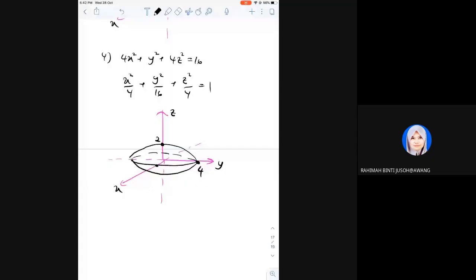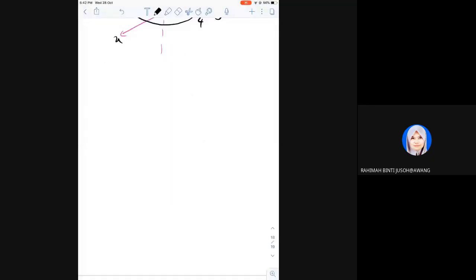Alright. So last one. What shape did I miss? Oh, cone. Right. Number 5, we have cone. Earlier one of you asked about cone, right? So I give you 3 examples. Sketch the following surfaces.